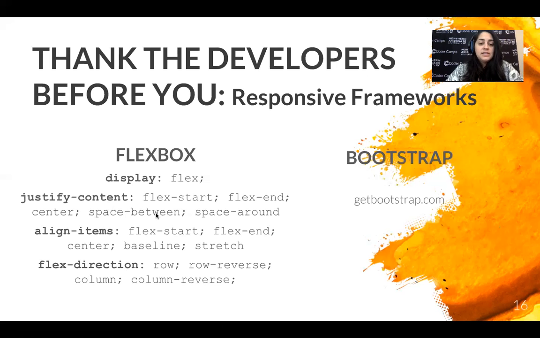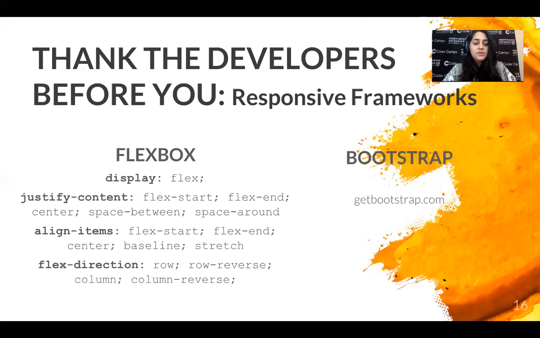Justify content is kind of how you space it. So flex start is going to be kind of left justified. Flex end is going to be right justified. Center is obviously center. Space between is going to be even space between the items. So let's say you have 3 photos in a row. The space between is going to be equal between them. Space around means that the space around the items is going to be equal. So there's a slight difference between the two.